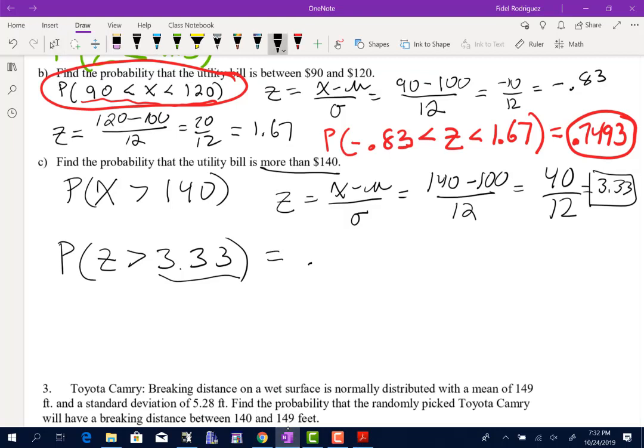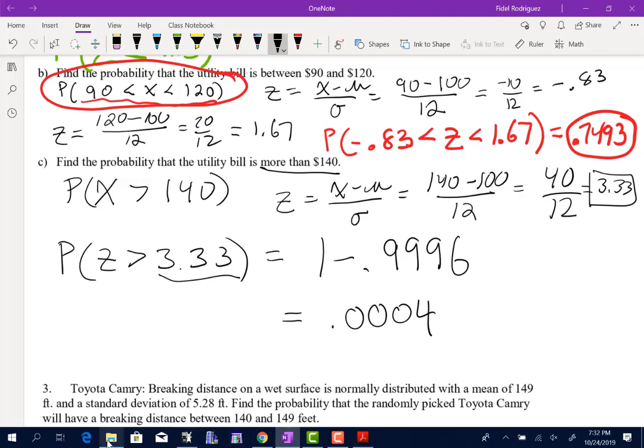Okay? So then what we're going to do is say, aren't we going to do 1 minus 0.9996 to end up with 0.0004? Does that make sense how we're able to figure that out? Because again, we're looking for the area to the right, right?